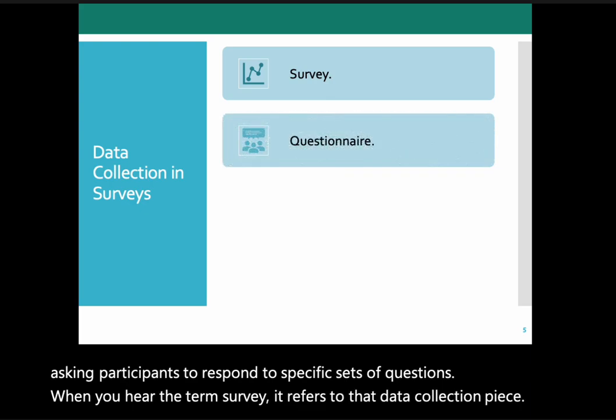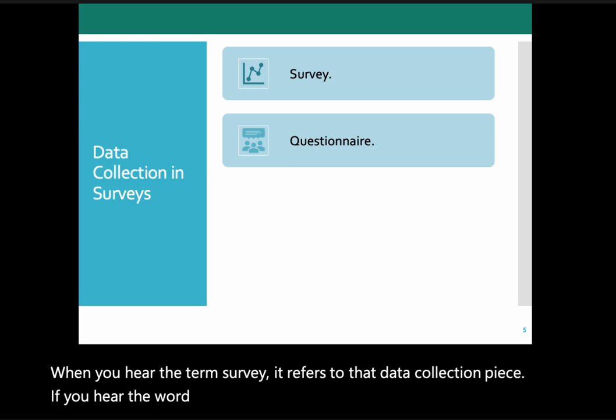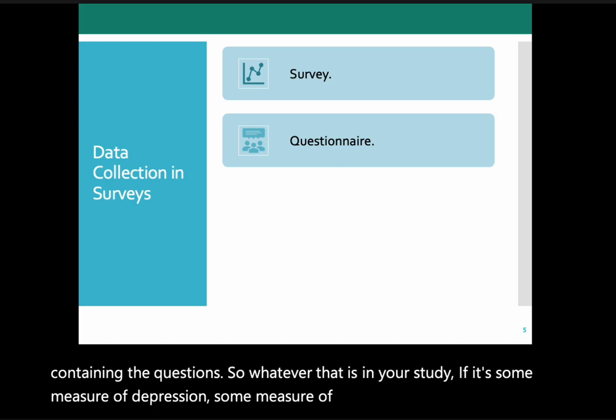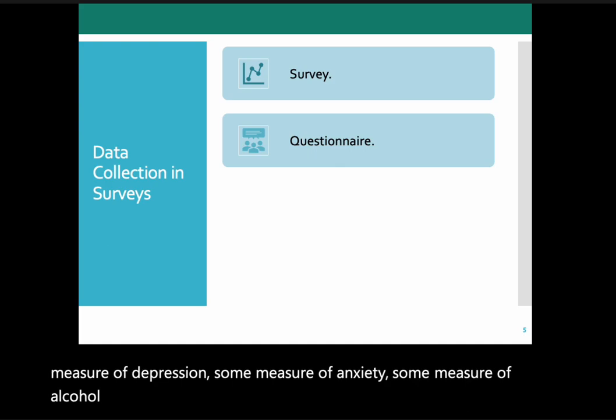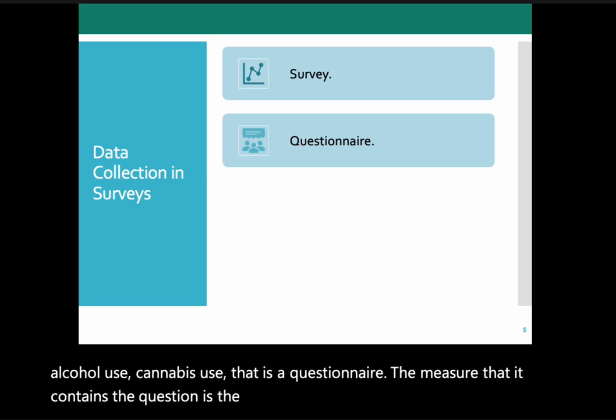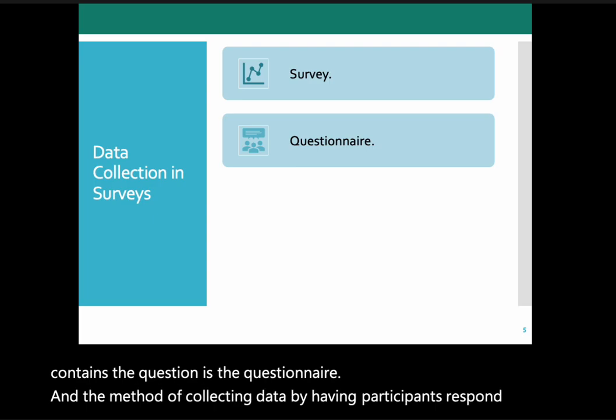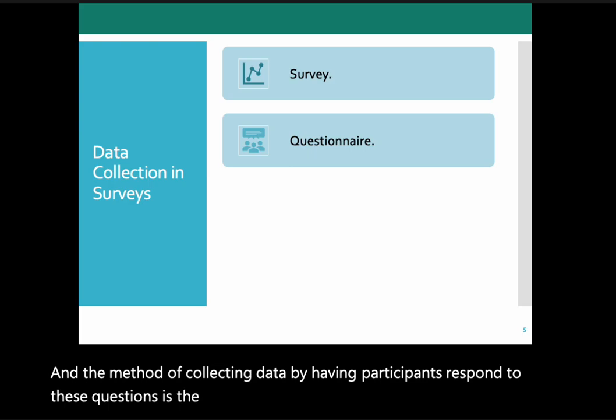If you hear the word questionnaire, that is referring to the instrument containing the questions. So, whatever that is in your study, if it's some measure of depression, some measure of anxiety, some measure of alcohol use, cannabis use, that is a questionnaire. The measure that contains the questions is the questionnaire. And the method of collecting data by having participants respond to these questions is the survey method of data collection.